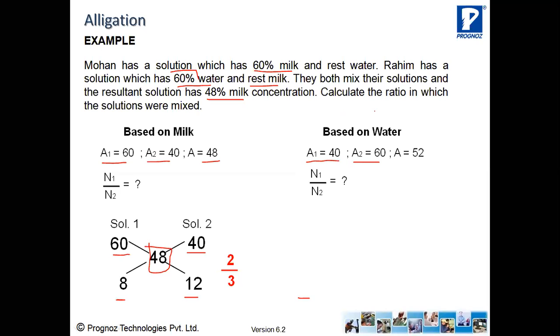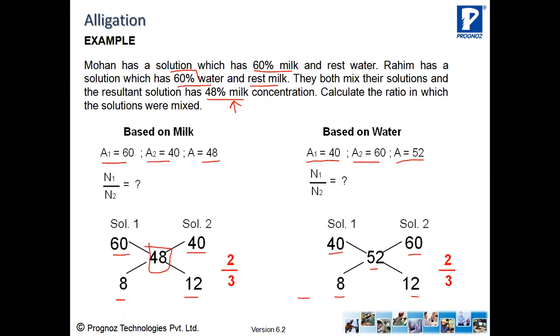And the combined average, the resultant solution, has a concentration of 48% milk. So if milk is 48% and the rest is water, the rest is 52. So 52% water. Now, using this, I use the same thing again. Solution 1 average is 40. Solution 2 average is 60. Combined average is 52. You do this subtraction, 60 minus 52, you get 8 here, 12 here, and the ratio is 2/3. Both ways you will get the same ratio, but either you have to take milk as the base or you have to take water as the base. You can't combine. So you can solve it taking either one.